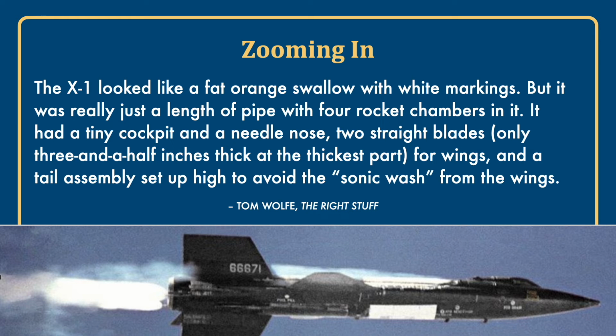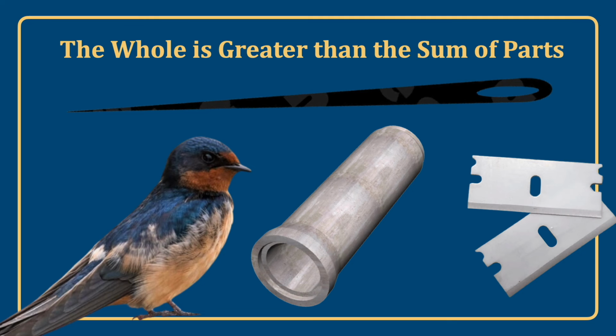Take a look at the passage again, and look for the 4 metaphors, the 4 comparisons of things that were there, that he was describing, with things that weren't there. He uses the images of a swallow, a pipe, needles, and blades to describe a revolutionary plane. Somehow putting these disparate images together to describe one thing, an unfamiliar thing, makes sense.